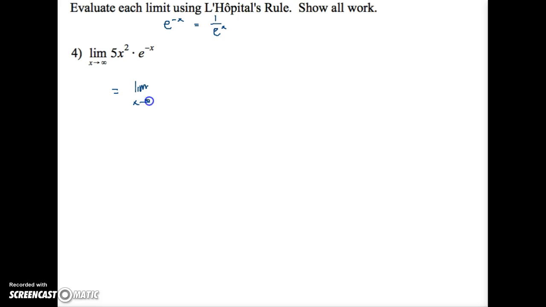as x approaches infinity of 5x squared times 1 over e to the x. I could simplify that a little and say the limit as x approaches infinity of 5x squared over e to the x. Okay. Now I have a function divided by another function, so I can use L'Hopital's rule.